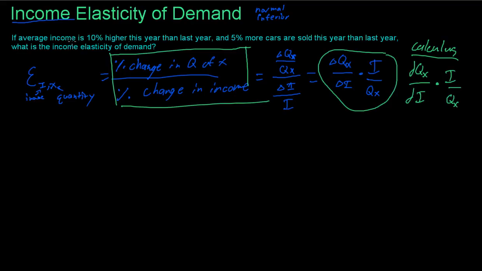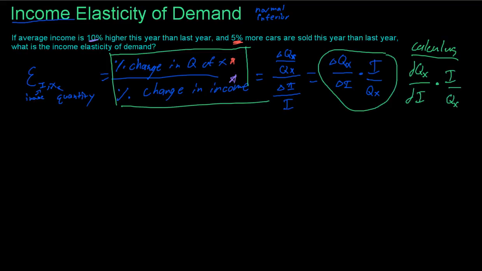If average income is 10% higher this year in comparison with last year, and 5% more cars are sold this year than last year, what is the income elasticity of demand? And so the way that I wrote this question, we already have this top part. This part right here is the percentage change in the quantity of X. Well, it already gave us that. It's 5%. And we also have the percentage change in income. There was a 10% increase in income.